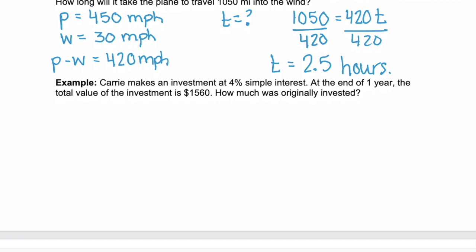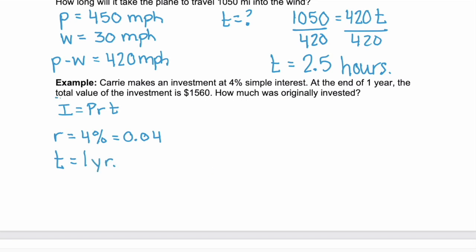The second example, we're looking at an investment. So Carrie makes an investment at 4% simple interest. At the end of 1 year, the total value of the investment is $1,560. How much was originally invested? Okay, so we know simple interest. Simple interest is I equals PRT. 4% is our interest rate, so we know that R equals 4%, or as a decimal, it's 0.04. We're told that time is 1 year.